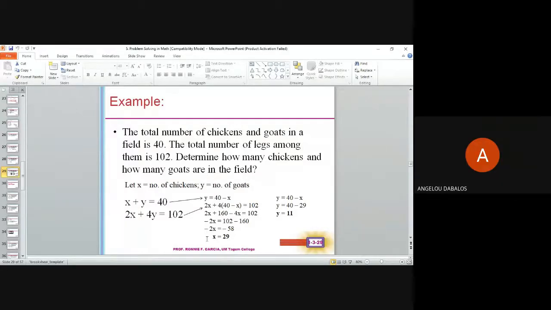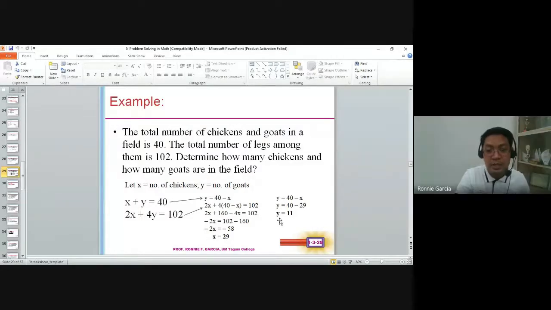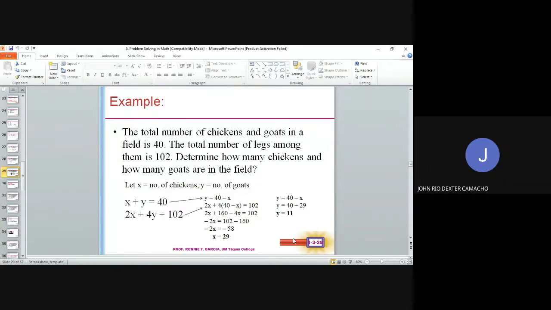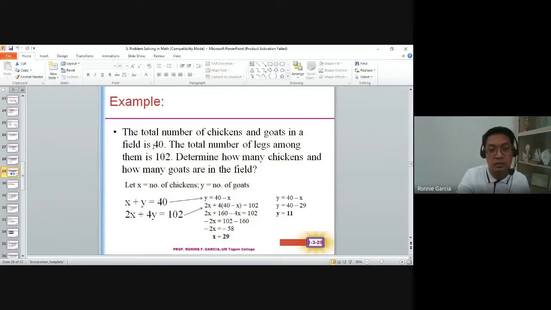And then kung i-add nato 29 plus 11, what is 29 plus 11? 40. So tama, 40 lang kabuok animals ang naa dito. So the correct answers, duha ka buok ang gipangita diri, are 29 for the number of chickens and 11 for the number of goats. That is how you answer the problem.